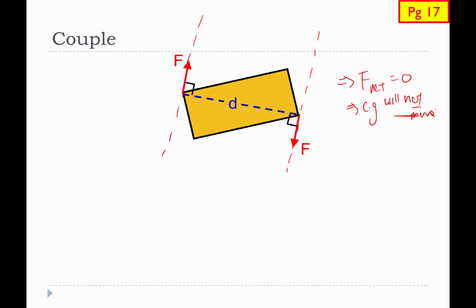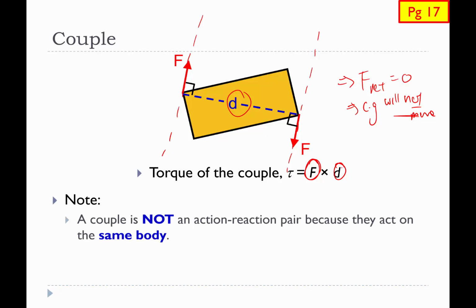Now there is a distance between the forces. The perpendicular distance between the two forces is distance d. How do I calculate the torque of the couple? It is basically F times d: one of the forces multiplied by the perpendicular distance d between both forces. That's what I meant in the previous slide. The torque of the couple can be calculated as the product of one of the forces and the perpendicular distance between the two forces. One last thing, the couple is not an action-reaction pair because they act on the same body.